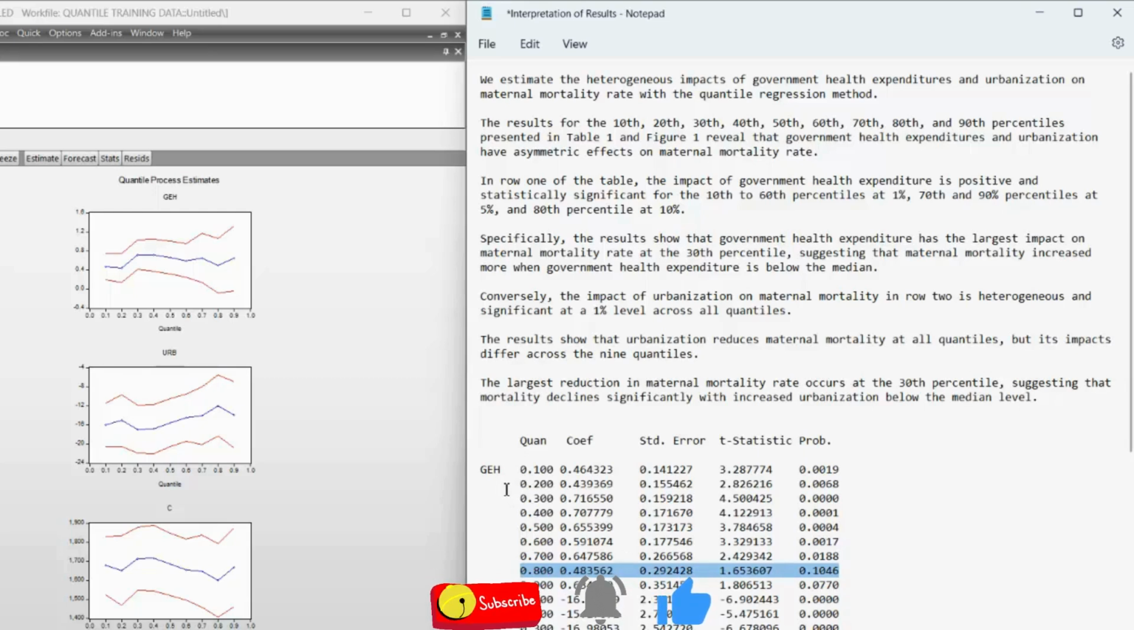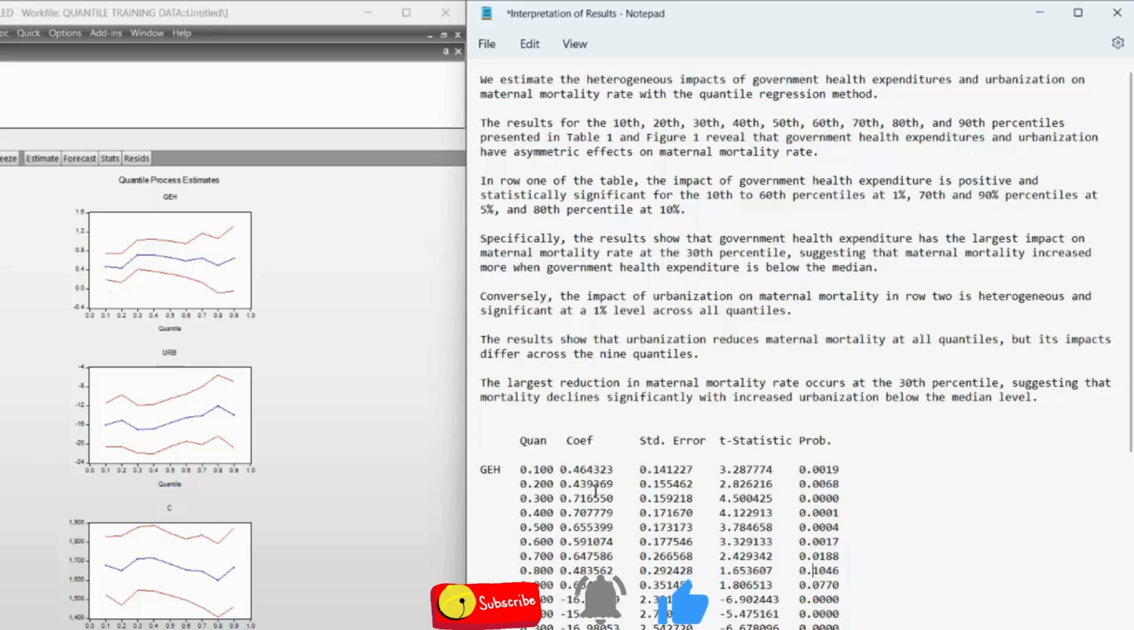So now, let us interpret these results. The first thing you take a look at is whether it is positive or negative. It is positive. Is it significant or not? Yes, they are all significant except for this 80th quantile.